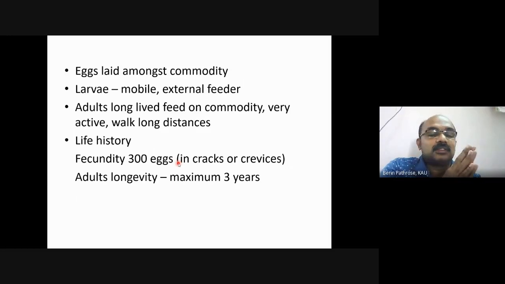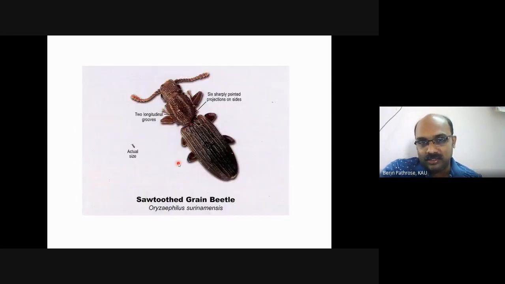Similar to tribolium, eggs are laid in the commodity itself, that is, any processed product itself. The larva is always a mobile external feeder. The adult is also feeding. Adults can live without food for about 3 years.